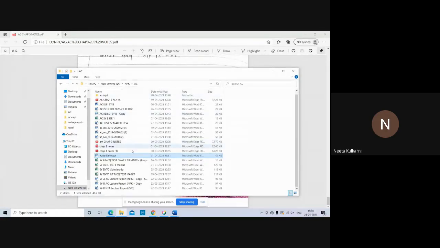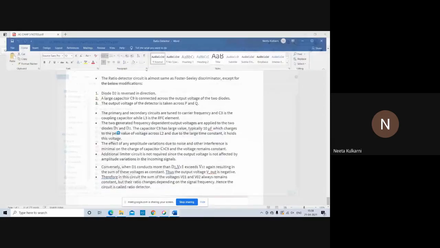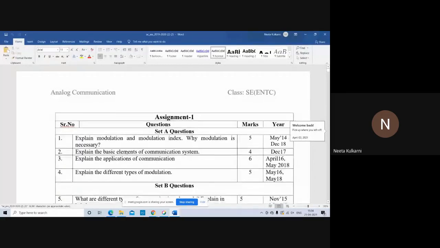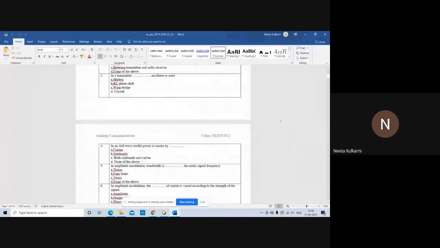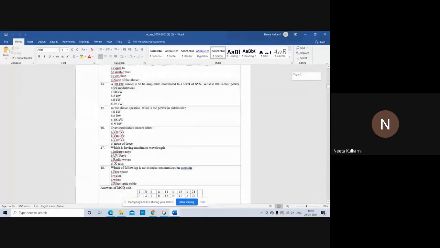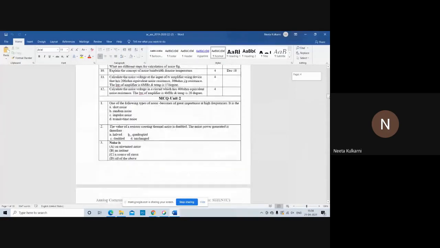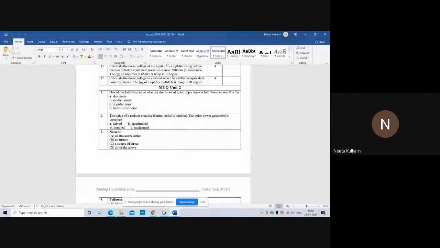The ISC pattern will be the same as your sem: the first 6 questions are MCQs and the next ones will be theoretical questions. And additional MCQ links are there with me based on chapter number 3 and 4.